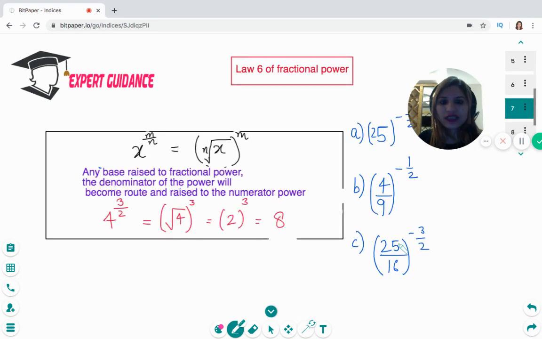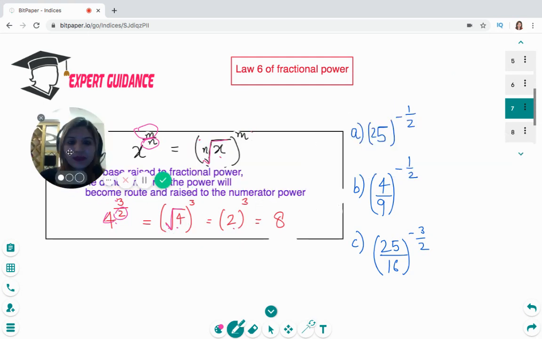Let us move on to the last law, which is the law of fractional power. At times, the indices are in the form of a fraction, like 3 over 2, 2 over 3. It means that the bottom indice, the denominator of the indices, will go as a root sign and it will raise to the power of the numerator. So for example, if you have 4 to the power 3 over 2, the bottom number is 2, which means you'll do first square root of 4 and then cube it. So square root of 4 is 2 and then you cube it, that becomes 8.